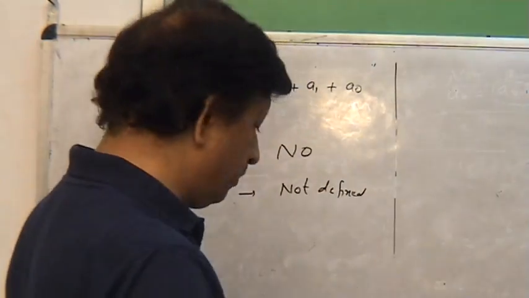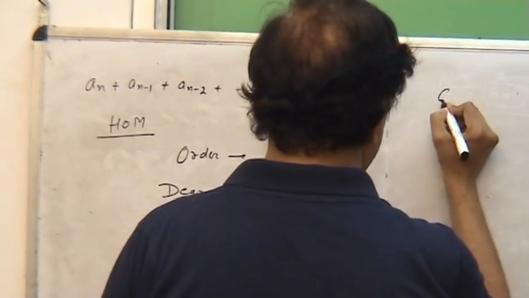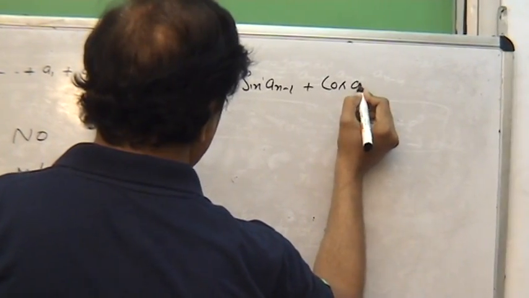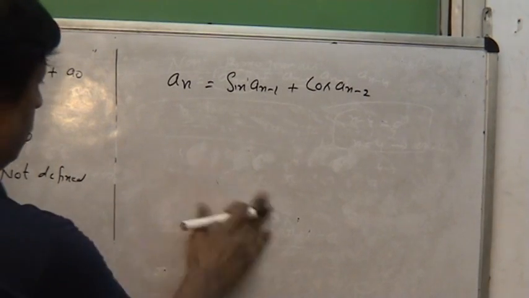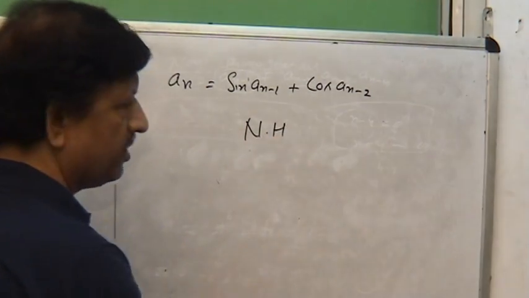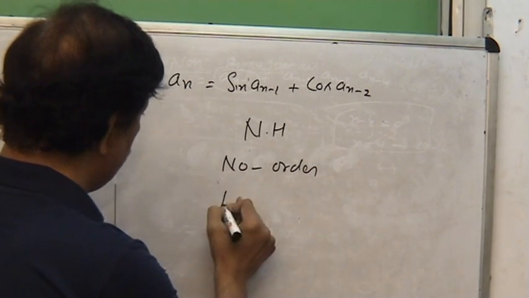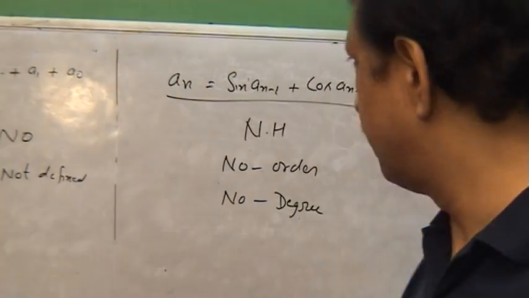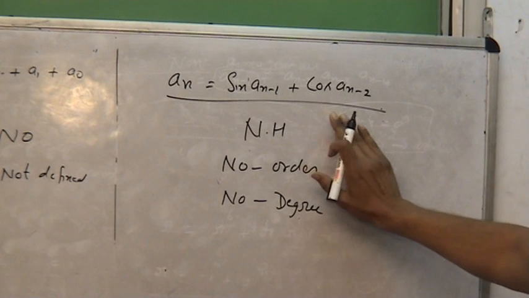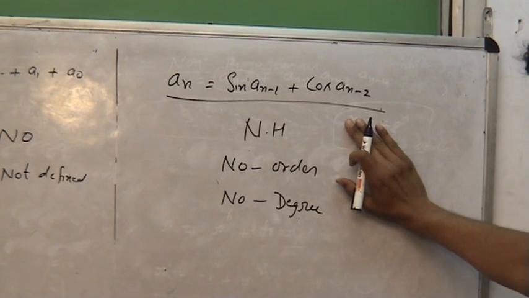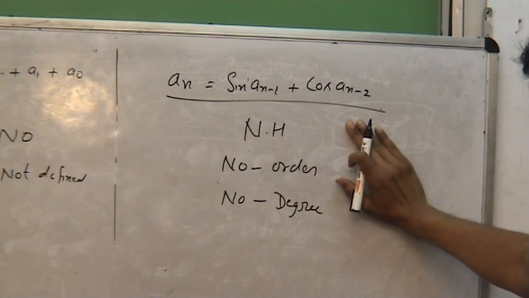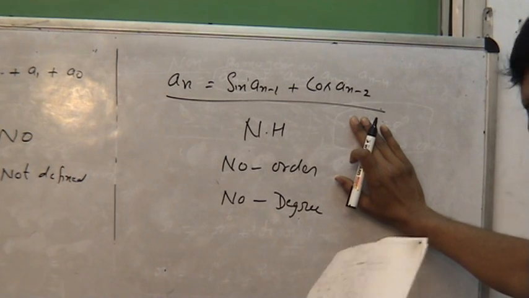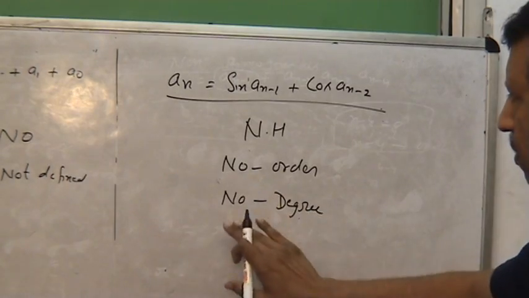Let us see some particular examples. Say a_n is equal to sine of a_{n-1} plus cos a_{n-2}. Simply, it is non-homogeneous. We say no order, no degree, because it contains trigonometric ratios. So we write no order and no degree. It does not mean we cannot solve these problems. We can solve them with some other methods available in mathematics, but here we are discussing only recurrence relations. So they do not belong to our topic, or they do not belong to this family. Why? They are not homogeneous, so they have no order and no degree.